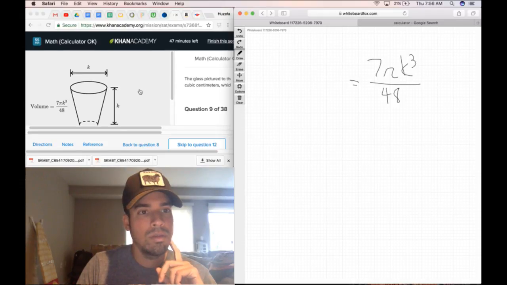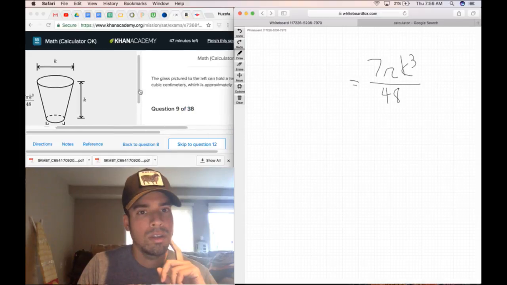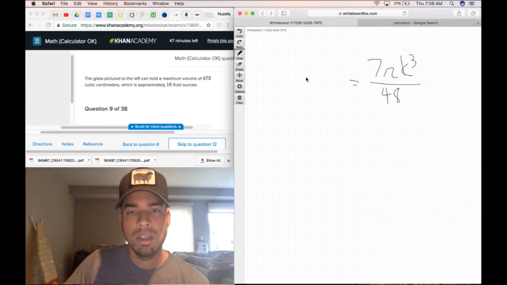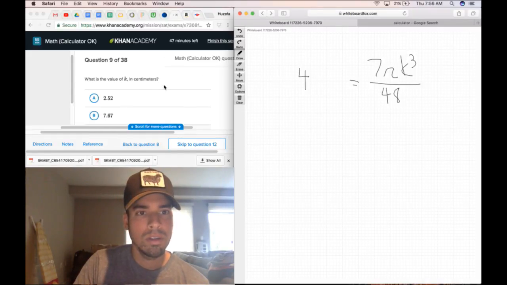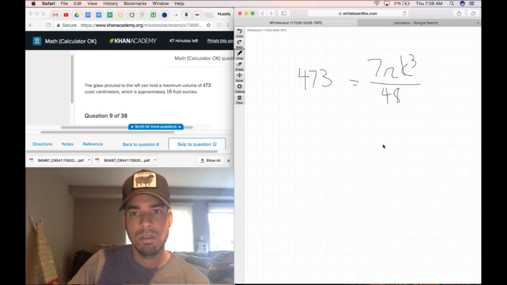I assume it doesn't say what the units are. Okay, I'm assuming this is in centimeters. So if we do this, what is this in? Yeah, it's in centimeters. So we're going to use the cubic centimeters value.